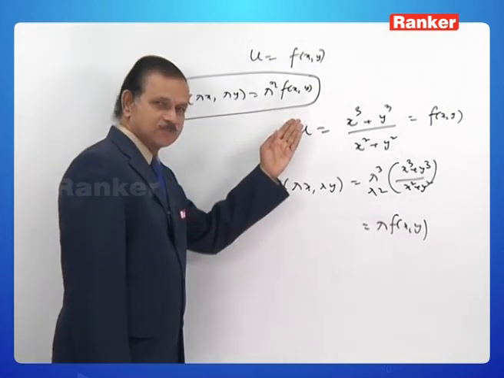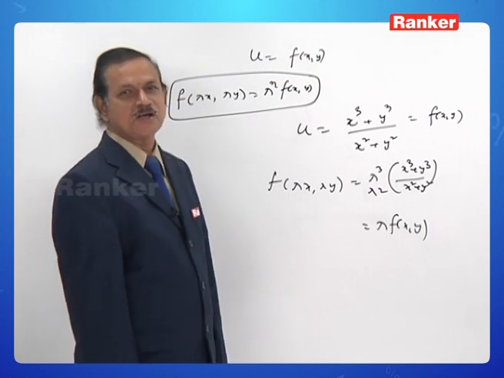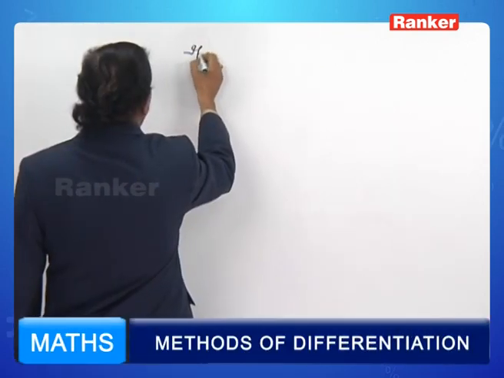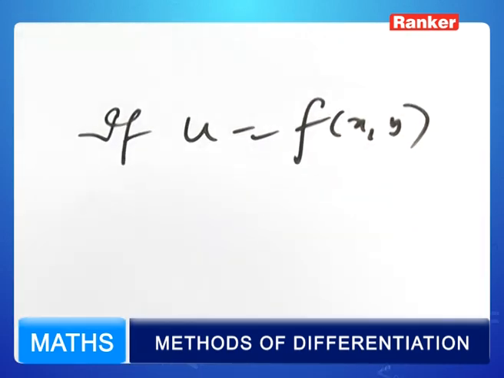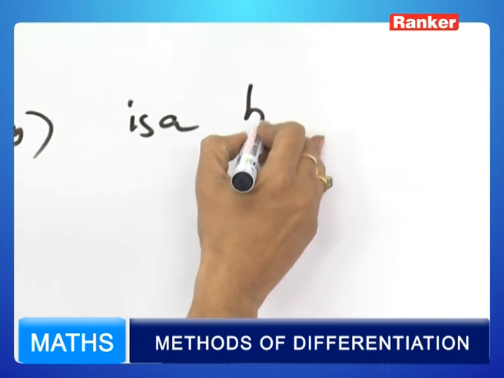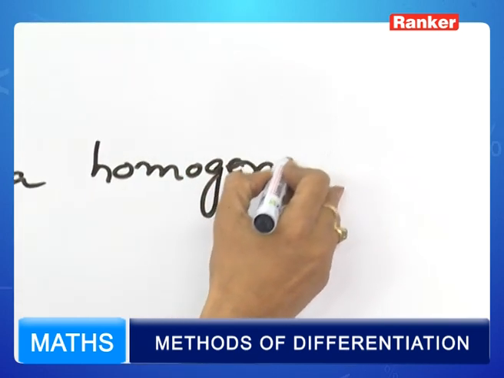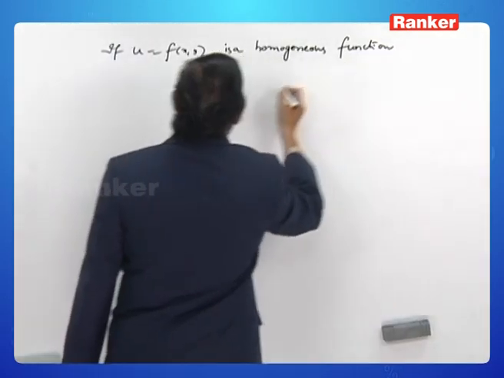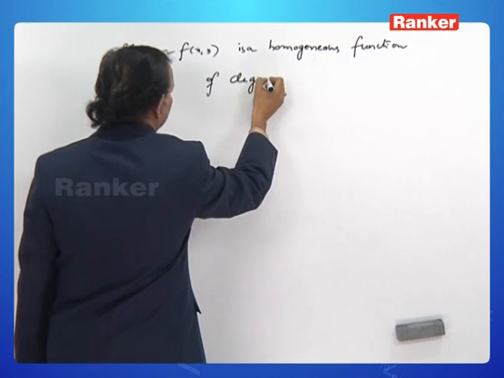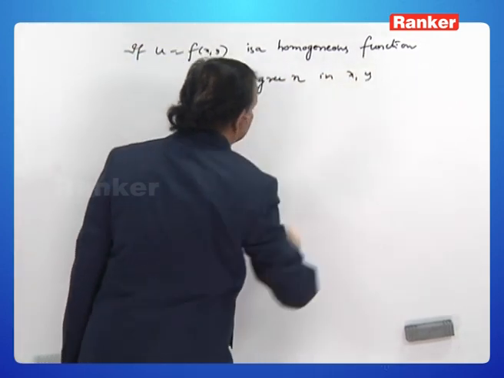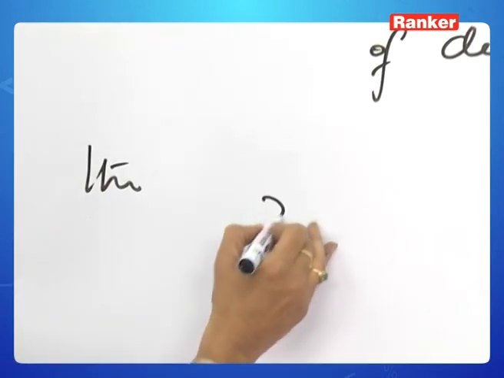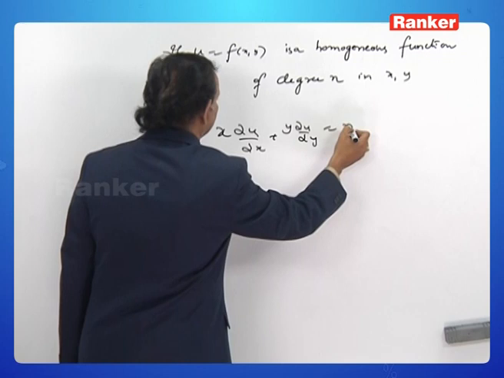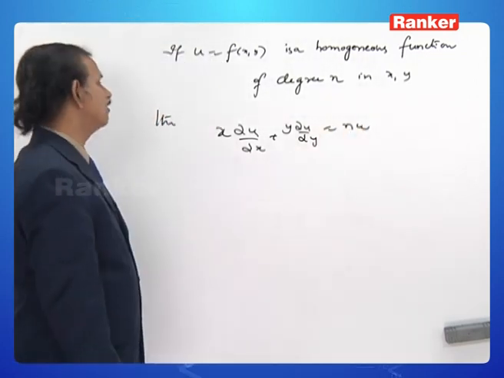f of xy is said to be a homogeneous function of degree n if and only if f of lambda x, lambda y is equal to lambda power n of f of xy. If u is equal to f of xy is a homogeneous function of nth degree in x and y, then x dou u by dou x plus y dou u by dou y is equal to n u, where n is the degree of that expression.